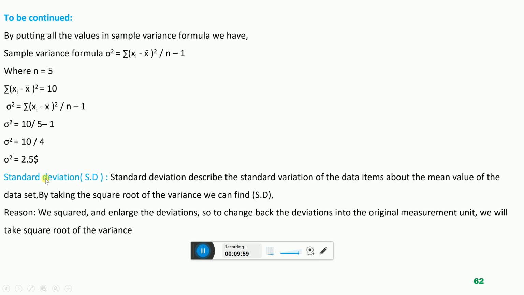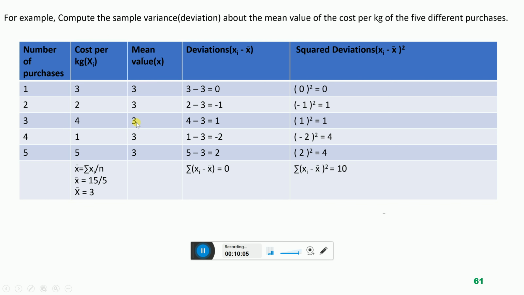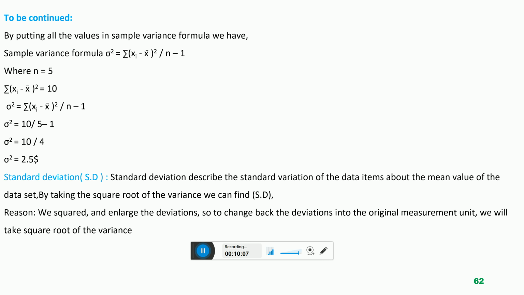Variance represents variability, variation about the mean value. The mean value is 3. This is $3 per kg cost of every raw material. But here the variation is 2.5. It means the cost per kg of every raw material will increase by $2.5 or decrease by $2.5. So this is called variance, deviation or variability about the mean value.